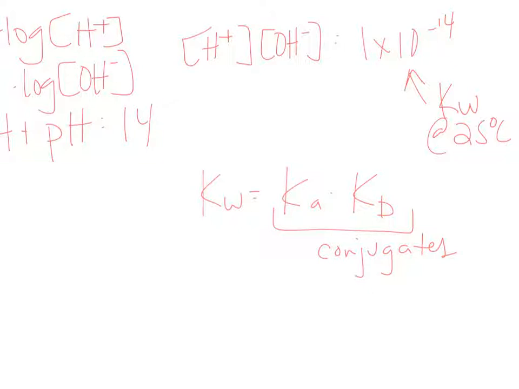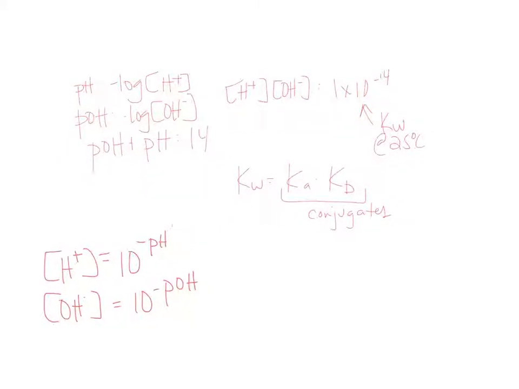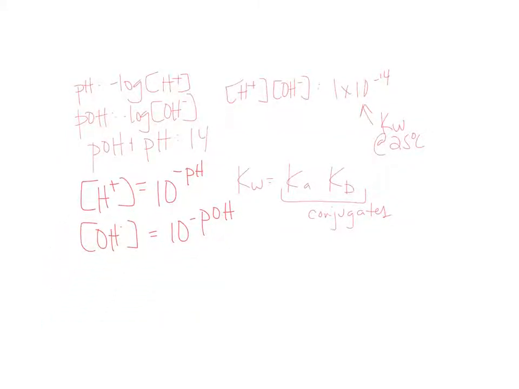Another key equation is the equation for H plus and OH minus. How do we find those if we know the pH? Well, H plus is equal to 10 to the negative pH, and OH is equal to 10 to the negative pOH. Those are not on your equation sheet, I don't think. I think they expect you to know the inverse of log and how to do that. But if you want to write those down somewhere just to jog your memory, that would be a good idea. Okay, so those are the key equations that we have for this section so far.